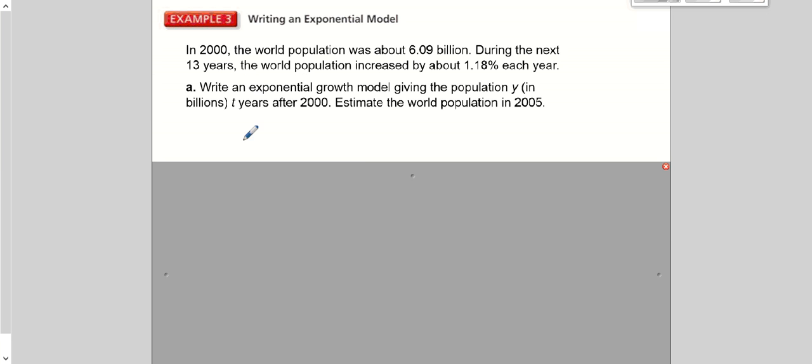Okay, our exponential growth model. From the previous page, well, probably 2 pages ago, we're going to use growth, so that's 1 plus r in the parentheses. We need to figure out our starting amount a.